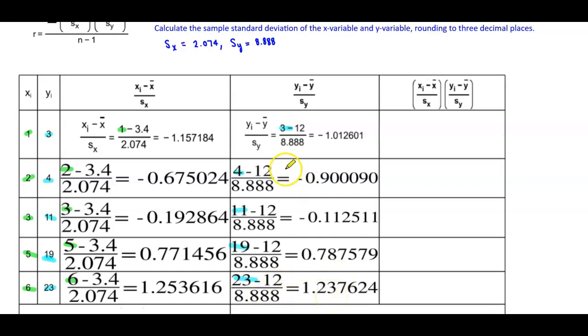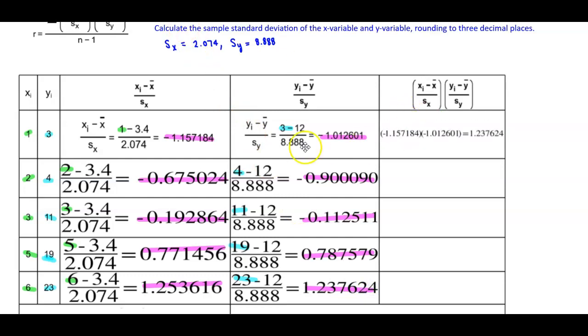Okay, now we're not completely done yet, because now what we want to do is we're going to take these two values here and we're going to multiply them together. So we're going to take these two values, we're going to multiply them together, to make the last column. Okay, so let's take a look here.